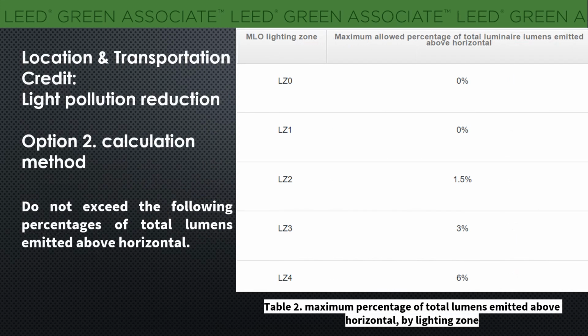Option 2 is the calculation method. Here also we have a table showing the maximum percentage of total lumens emitted above the horizontal by lighting zone. Lighting zone is given on the left side, and the maximum allowed percentage of total lumens emitted above horizontal is also listed. So do not exceed the following percentage of total lumens emitted above the horizontal.